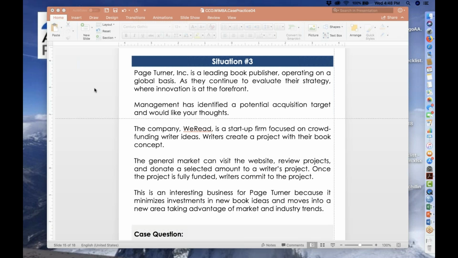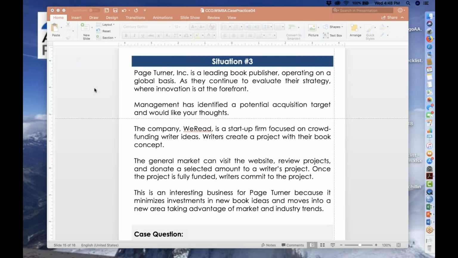So we are working with an organization called Page Turner, who is a leading book publisher. They operate throughout the globe. And as part of the strategic planning team, they're constantly looking at their strategy. And this is an organization that really thinks a lot about innovation. The management team of Page Turner has identified a potential acquisition target, and they'd like to get your thoughts.